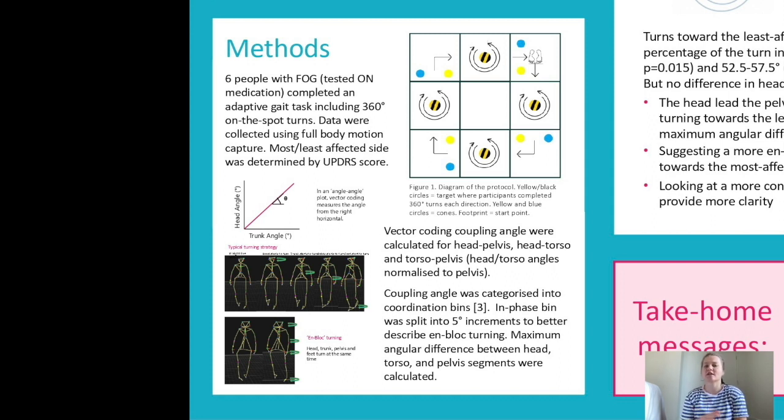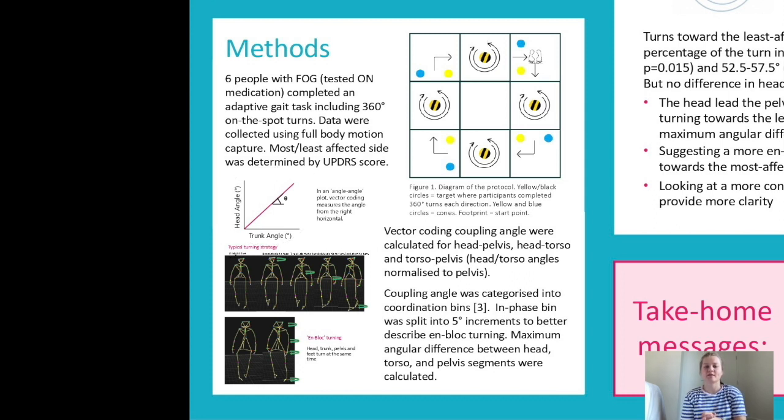One of the limitations of the previous research is that it focused on the amount of separation between segments and doesn't look at the regulation of turning over time. So in order to add to our understanding, we used vector coding to quantify the coupling angle between the segments. This is done by plotting the two angles against each other and then measuring the angle of this line from the right horizontal between each frame. A 45-degree angle would be moving perfectly in line at the same speed, known as in phase.